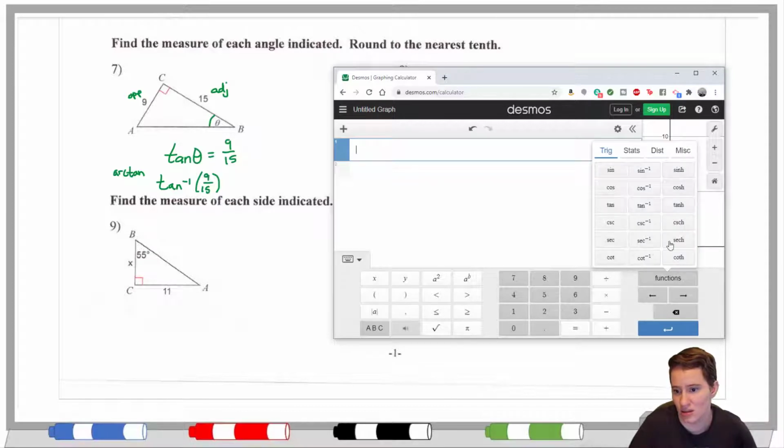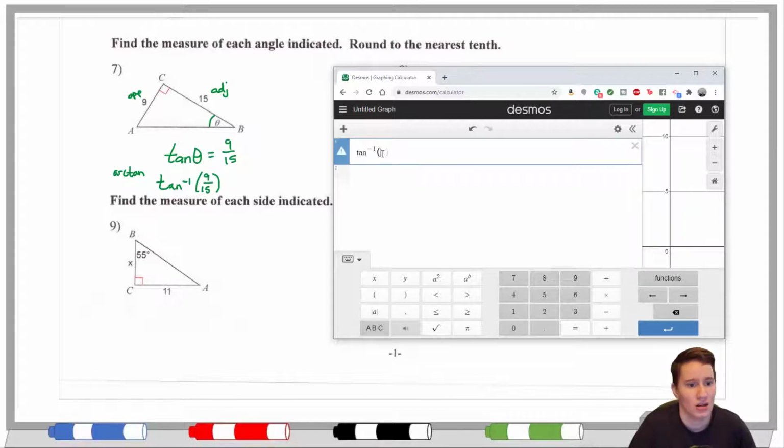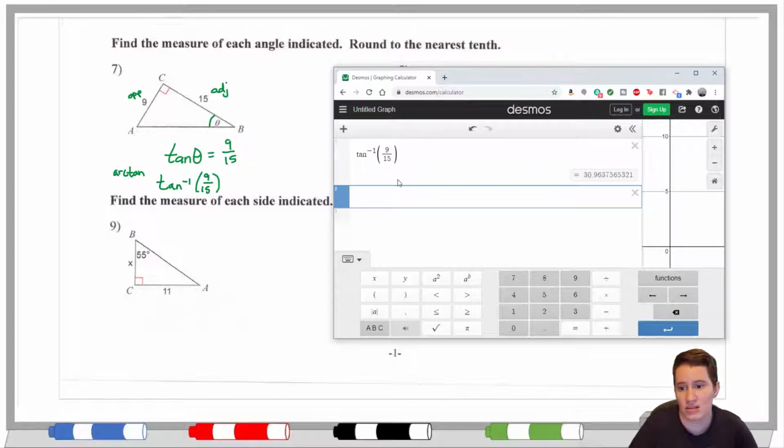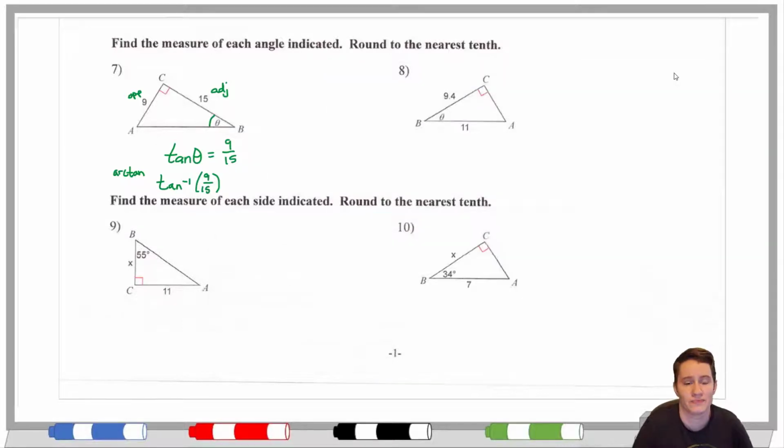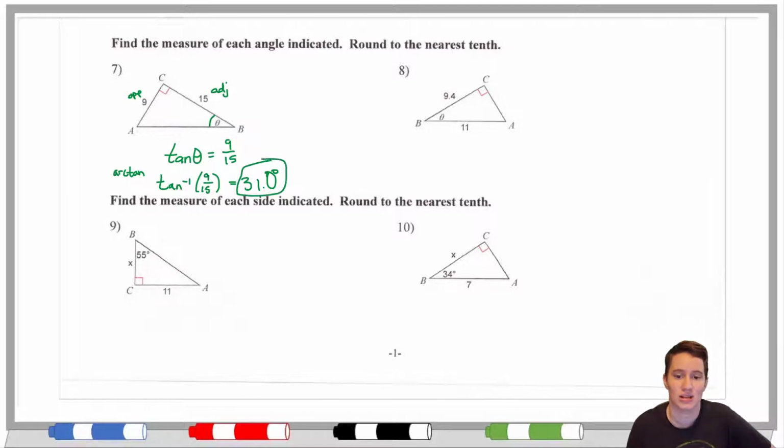And so I'm going to bring my calculator over here and find inverse tangent, and then do 9 divided by 15, and it says round to the nearest tenth, so that's 31.0. So rather large 0 I put there, but I'm sure it's fine. 31.0 is the answer to that.